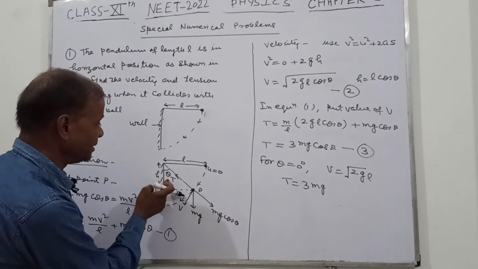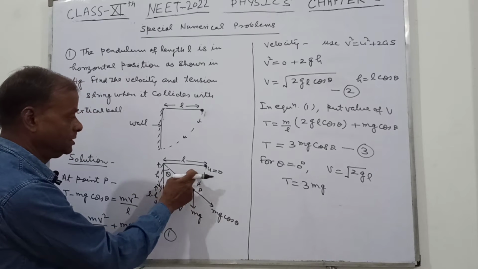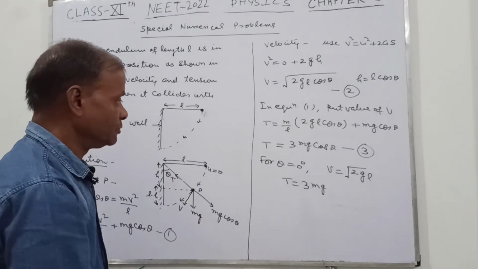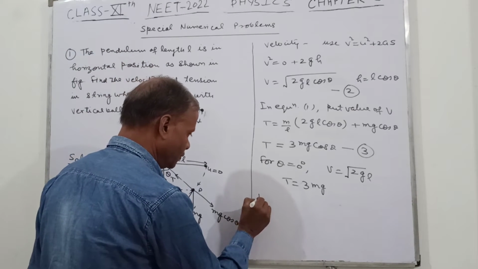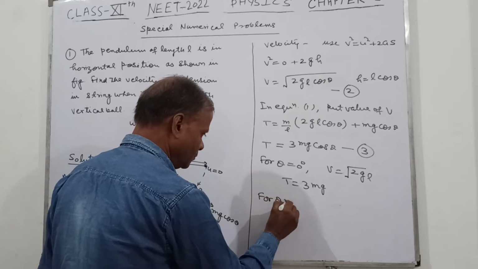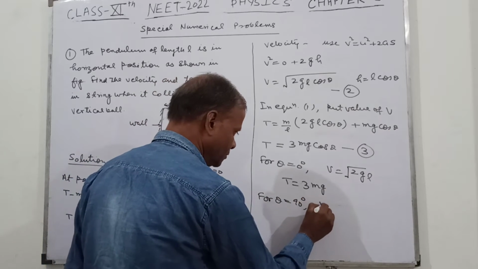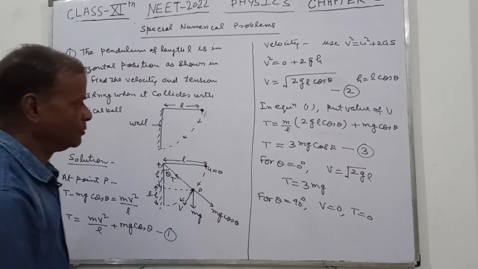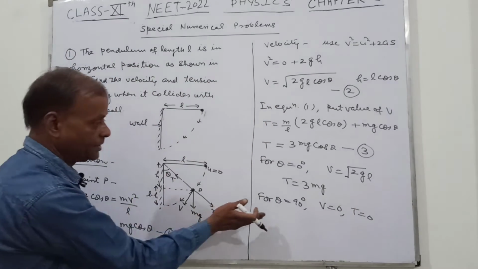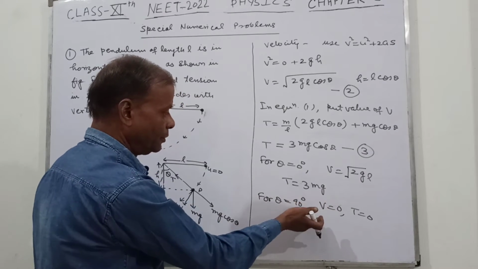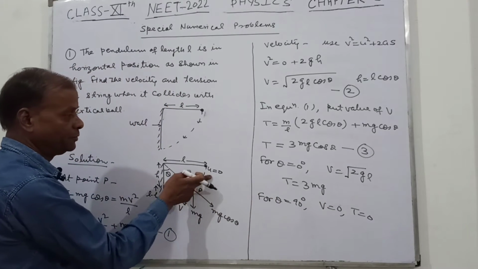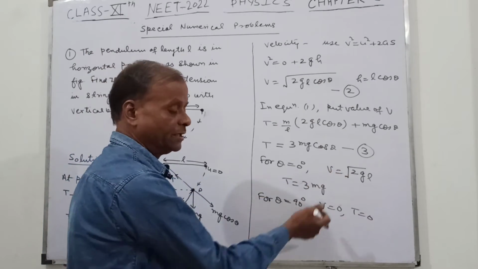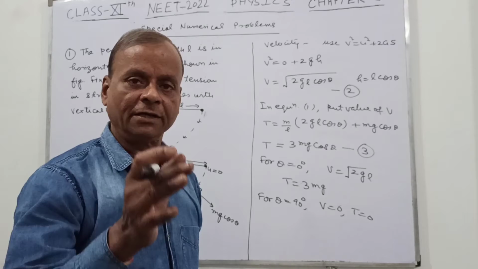You can see that if theta equals 90 degree here, then tension is equal to 0 and the velocity is equal to 0. So for theta equal to 90 degree, v equals 0 and T is also equal to 0. So at the horizontal position, there is no tension in the string and no velocity. This is the velocity when the pendulum strikes the vertical wall.